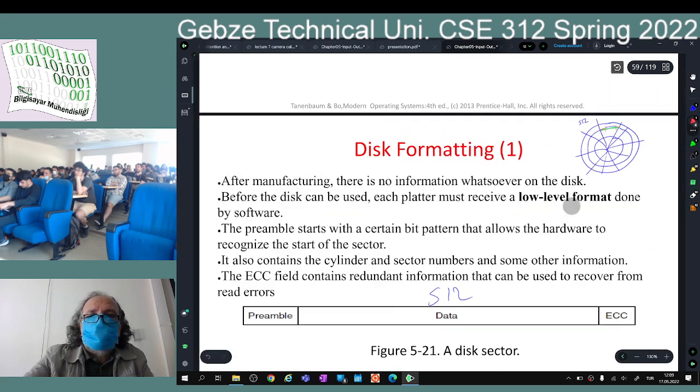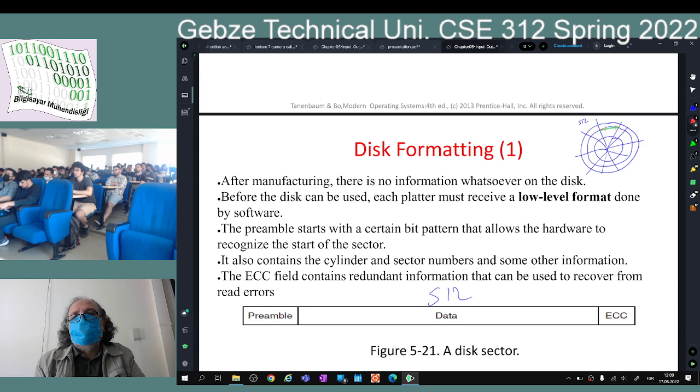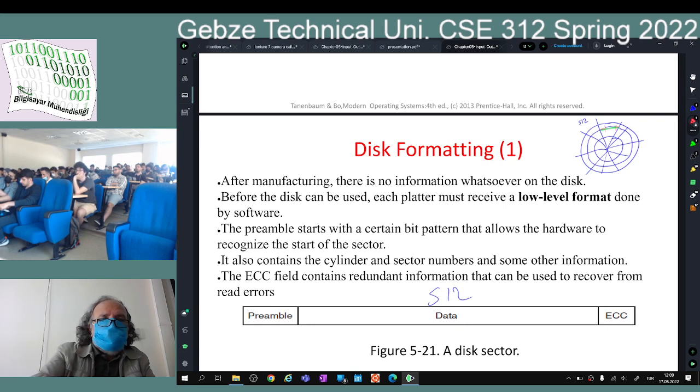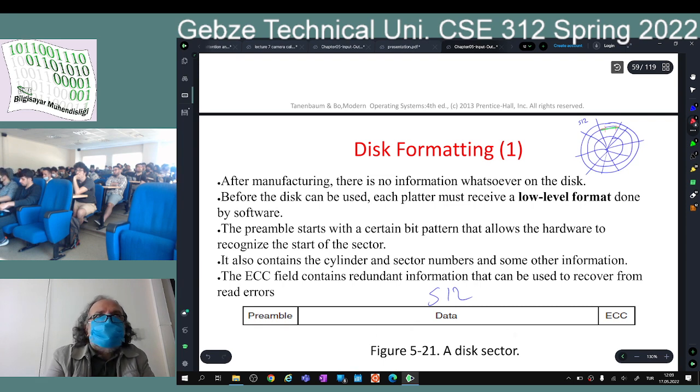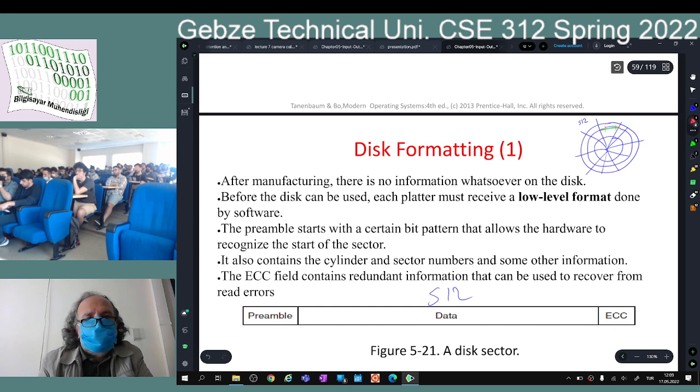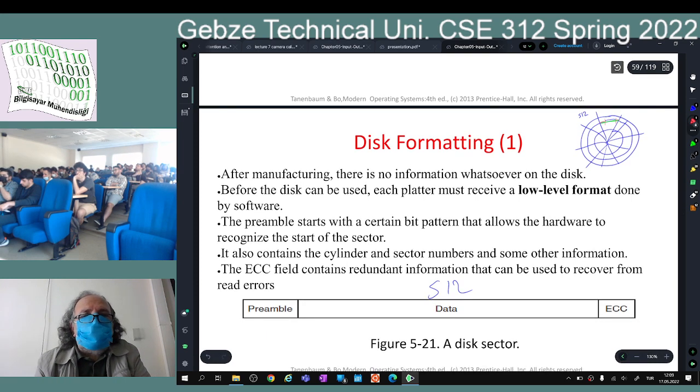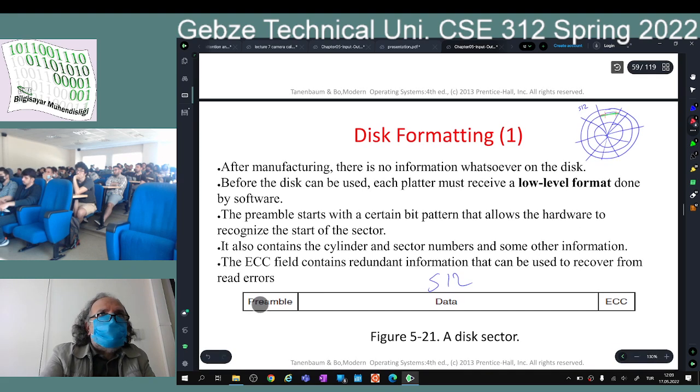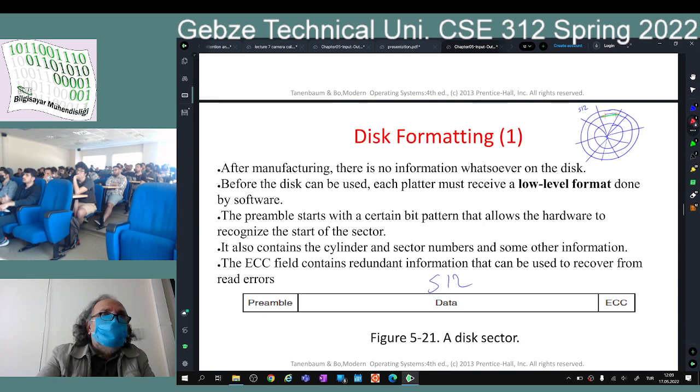It's called low-level formatting. Low-level formatting puts this structure on my disk. On each track it puts this information: preamble, data, and ECC. Of course the data is nonsense at the beginning, but the preamble and ECC are meaningful. The preamble starts with a certain bit pattern that allows the hardware to recognize the start of a sector. Whenever the read-write head reads that pattern, it knows that a sector is starting.